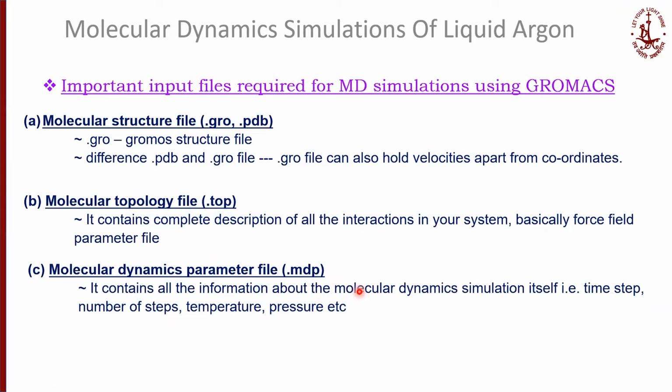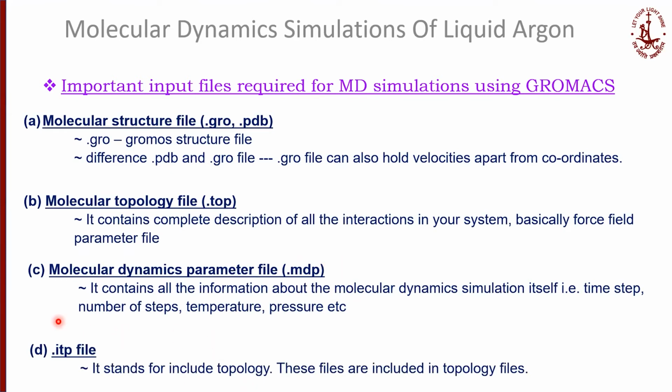What is the thermostat you are using, which is the barostat you are using, what is the temperature at which you are trying to do the simulation, what is the pressure at which you are trying to do it. So all those details will be contained in the molecular dynamics parameter file. And then you need an ITP file. ITP full form is include topology. These files are included in the topology file format only.